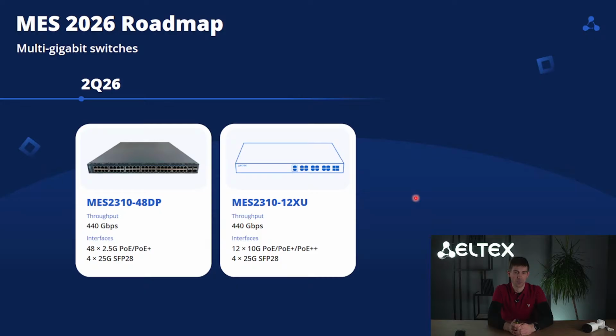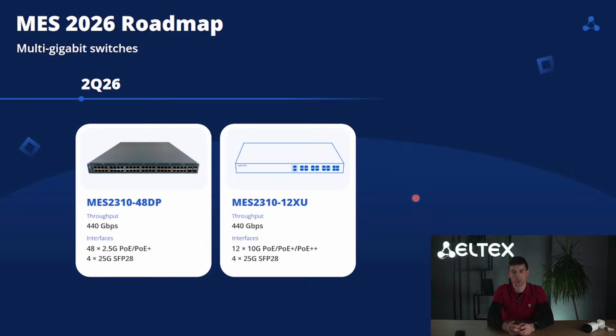But the one I would like to draw your attention to is the MACE 2310-12XU. This one is first of this kind for Eltex, and it is influenced by Wi-Fi 7. This year, as you may or may not know, we are introducing Wi-Fi 7 access points. Throughout the year, we are planning 3 of them. It's out of scope of this presentation, but some of these access points have a copper 10G interface on them. So this switch is basically getting best of both worlds.